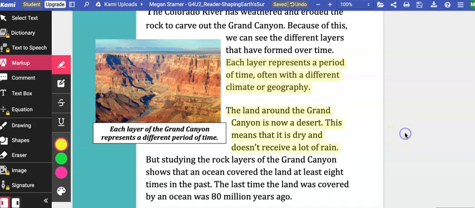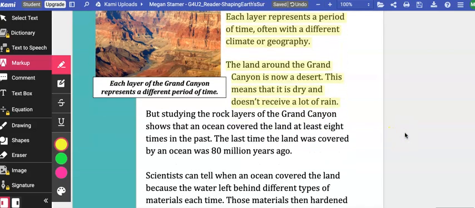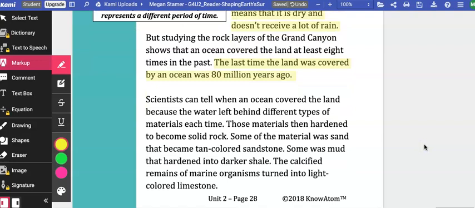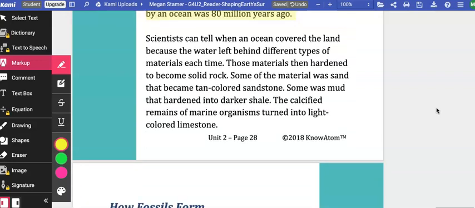But studying the rock layers of the Grand Canyon shows that the ocean covered the land at least 8 times in the past. The last time the land was covered by ocean was 80 million years ago. Scientists can tell when ocean covered the land because the water left behind different types of materials each time. Those materials then hardened to become solid rock. Some of the material was sand that became tan-colored sandstone. Some was mud that hardened into darker shale. The calcified remains of marine organisms turned into light-colored limestone.